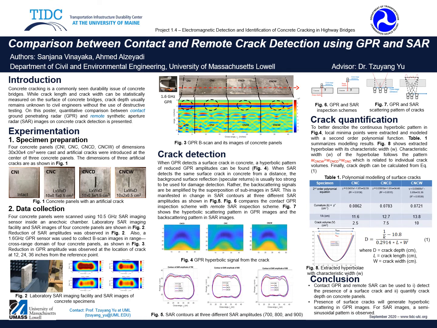Figure 6 compares the contact GPR inspection scheme with the remote SAR inspection scheme. Figure 7 shows the hyperbolic scattering in the GPR images and the backscattering pattern in the SAR images. It can also be seen from figure 5 that the contour for the intact specimen is almost regular, but the contours at the same amplitude level for the cracked specimens are undulated, with a significant variation in their shape. By this, we can conclude that the presence of a surface crack will generate a hyperbolic scattering in the GPR images, but for the SAR images, a semi-sinusoidal pattern is observed.